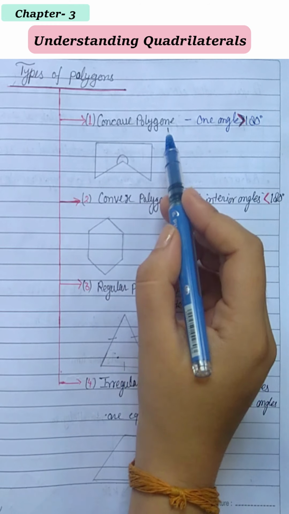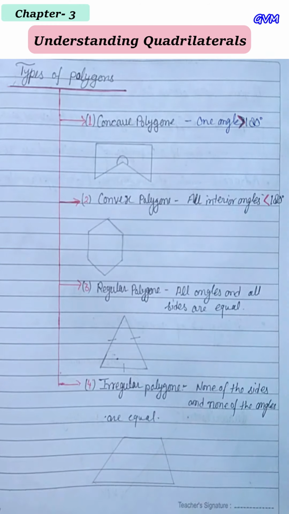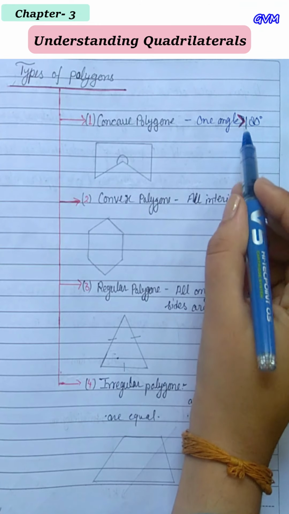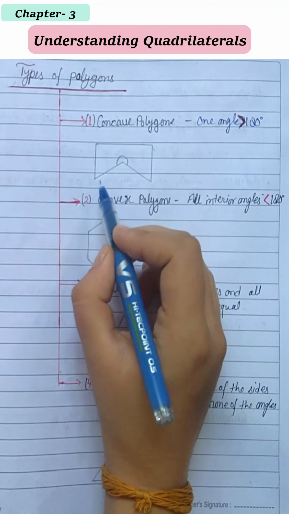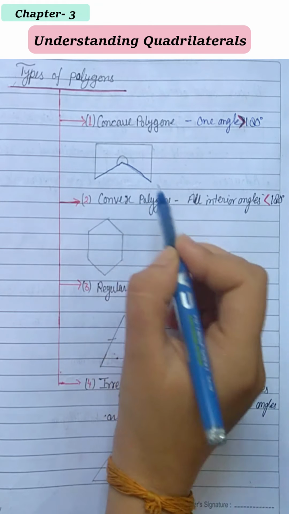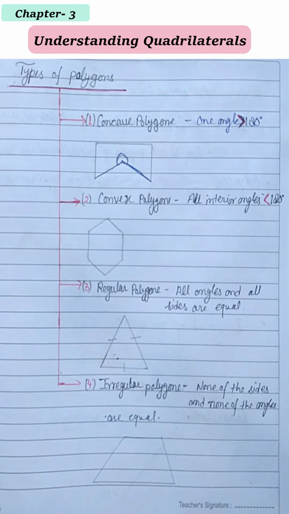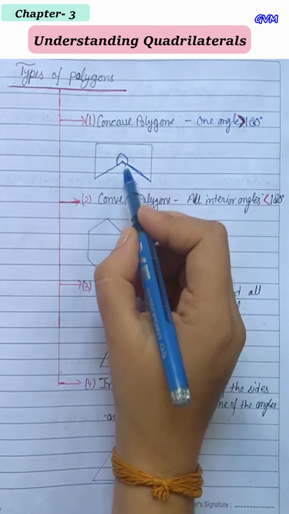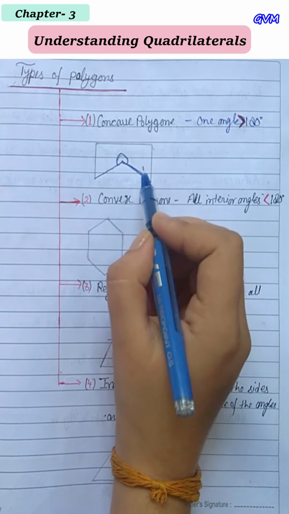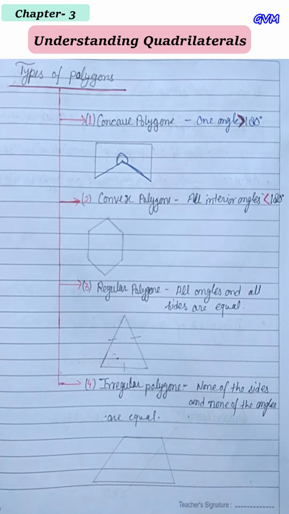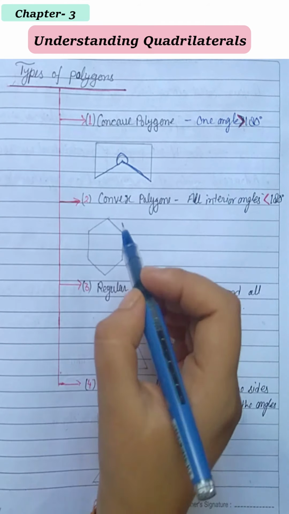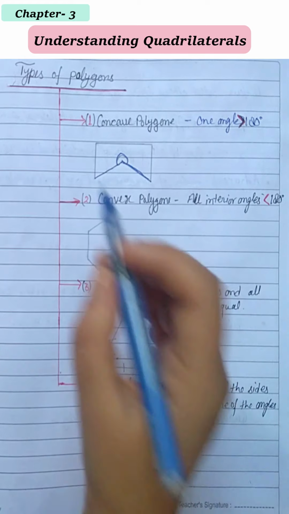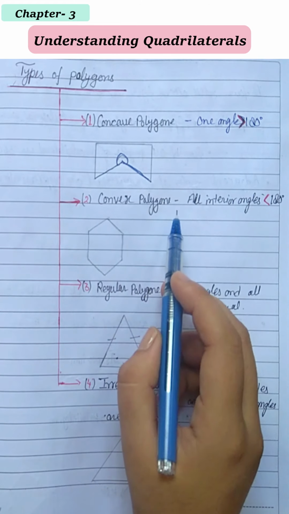First one is concave polygon. In this type of polygon, there must be one angle that is greater than 180 degrees. Like here we have a figure like this, and the angle made by these two line segments is more than 180 degrees. Okay, so this is a concave polygon. And one more thing is, when we are looking for types of polygons, we will only consider angles that are interior angles.